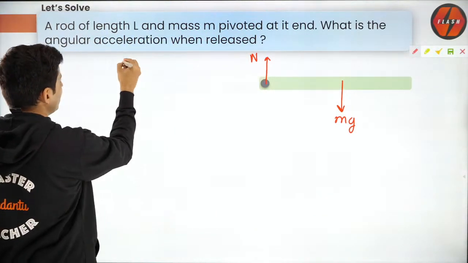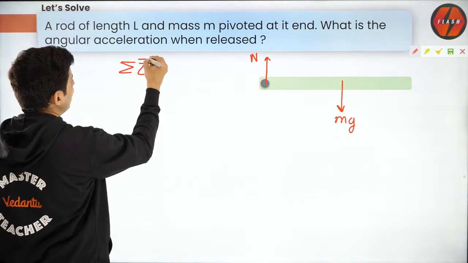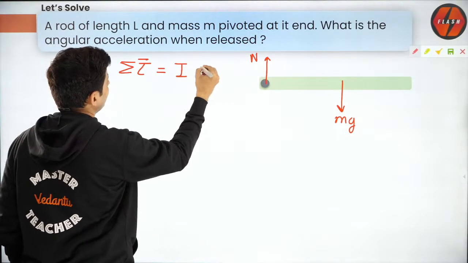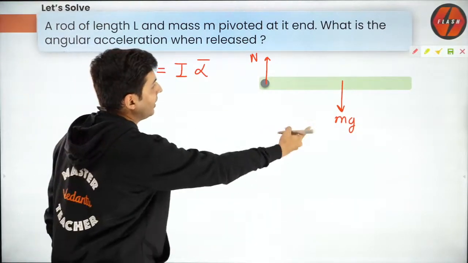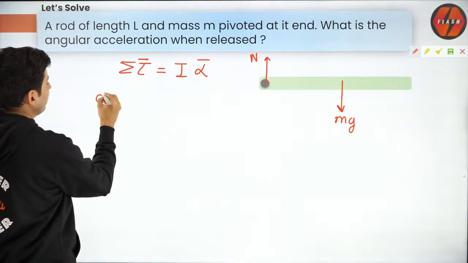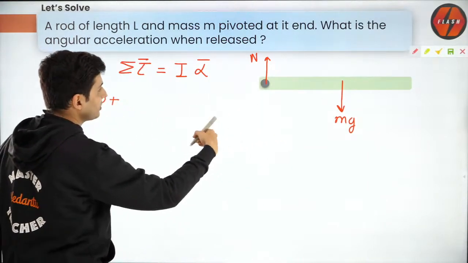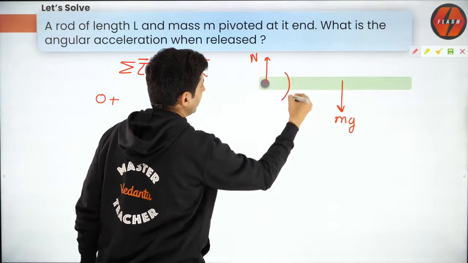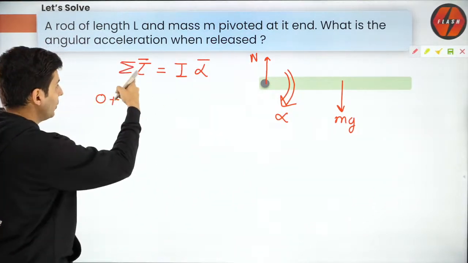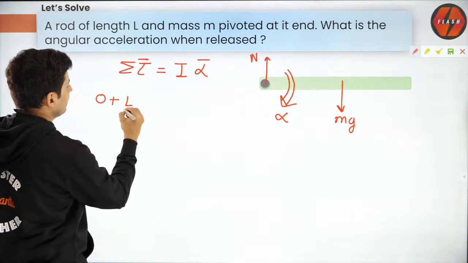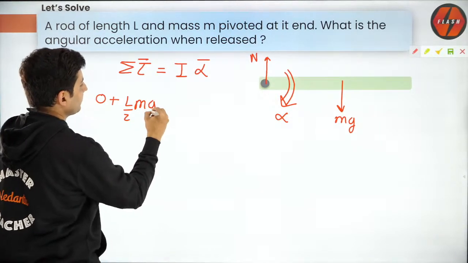Very simple. Just use Newton's second law. It says net torque is I into alpha. So what was the torque because of? Not because of normal, only mg produced that torque, and because of the torque there will be some angular acceleration. So what is the torque? It is L by 2 into mg.